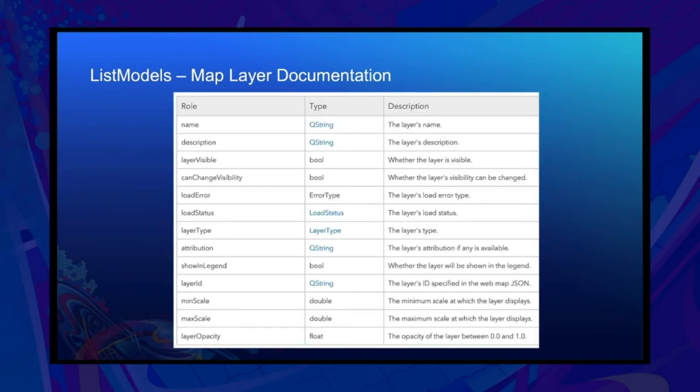When you look at the layer list model documentation, you'll see a list of roles. So here we've got, the layer has a name, it has a description, has visibility. All of these components of each individual layer in that list are exposed and can be accessed from the delegate.